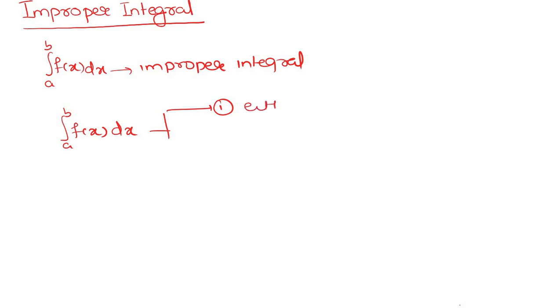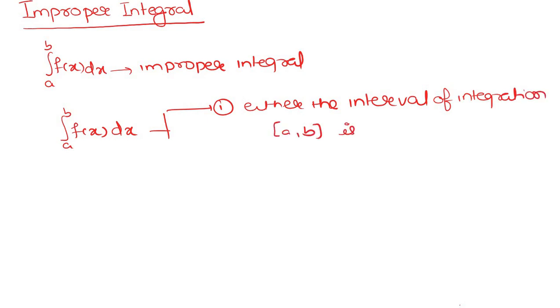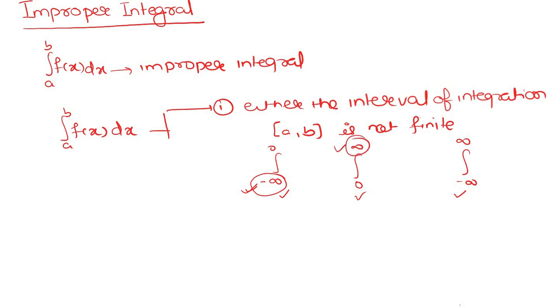The first condition is either the interval of integration a to b is not finite. It means we can take minus infinity to 0, or we can take 0 to infinity, or we can take minus infinity to infinity. So in all three cases, we can see that one of the integration limits is not finite. If any of the integration limits is not finite, then this is called an improper integral.